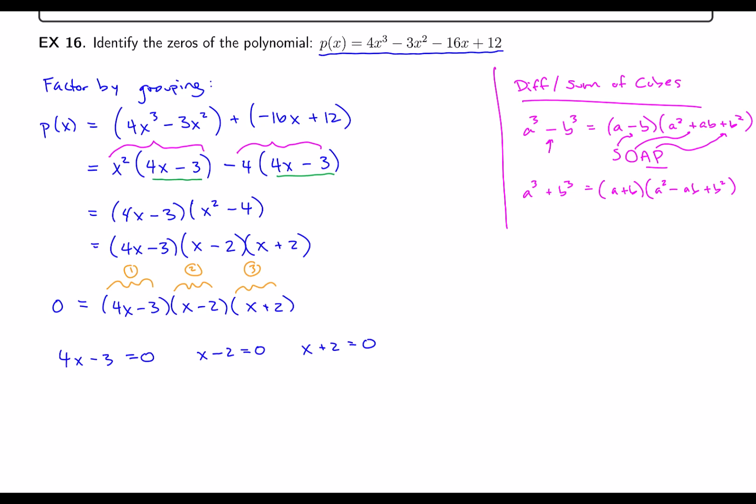So that would mean if I bring the 3 over, that would be 4x equals positive 3, or x equals 3/4, x equals positive 2, or x equals negative 2. So these are the factors, and these are the zeros.